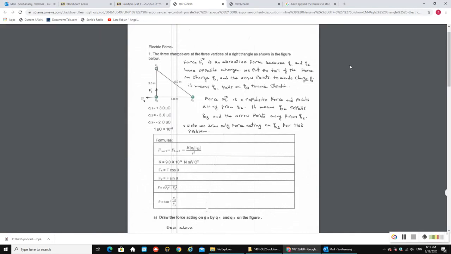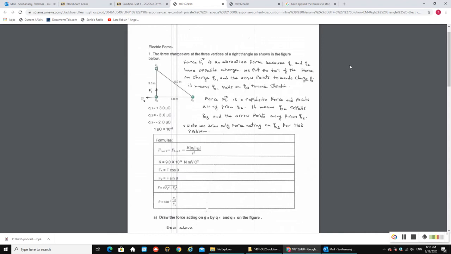Here we try to find the electric force acting on one of the charges. We pick Q3 and try to find the net force acting on Q3 by the two charges Q1 and Q2. The configuration is a right triangle, and we have distances on the figure, and the sign of the charges also on the figure, and the magnitudes of the charges are given.